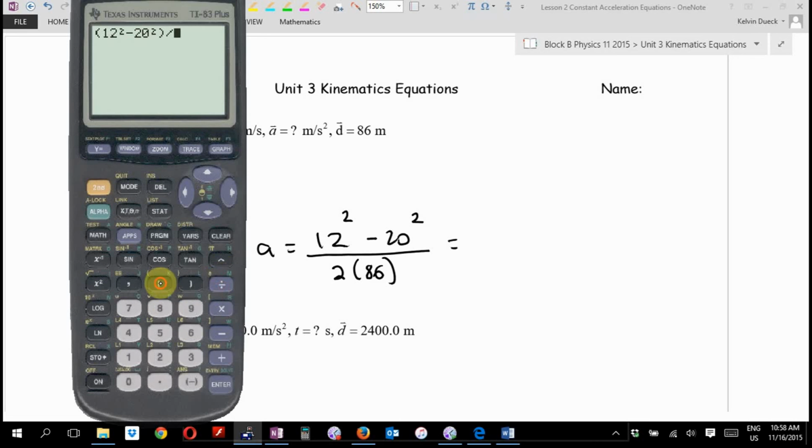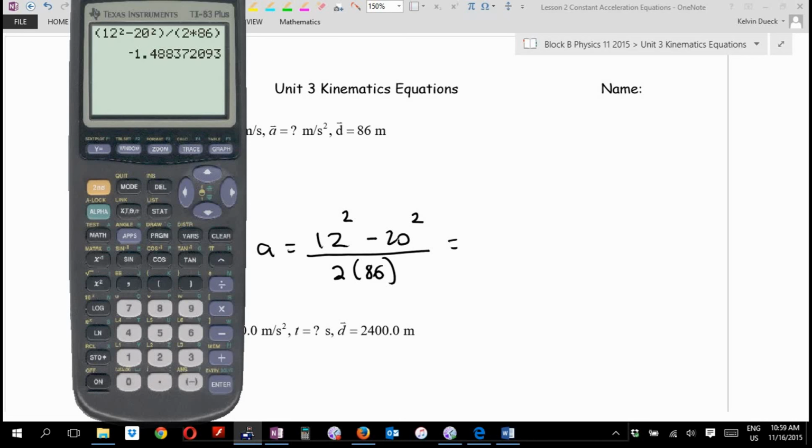Divided by bracket 2 times 8.6. Oh, no, not 8.6. I can't even read my own writing. 86. And I get negative. Oh, wait a minute. What was my initial velocity, Marcus? What was my final velocity? Am I speeding up or slowing down?